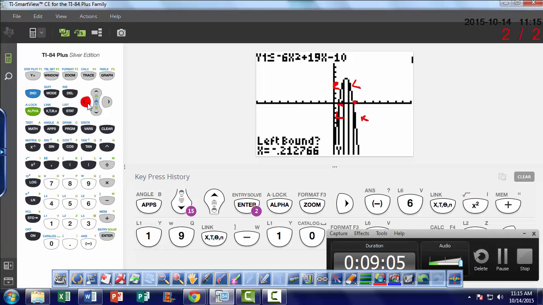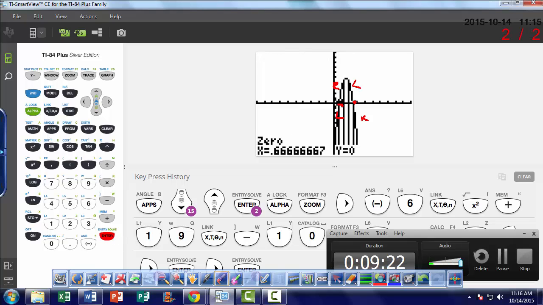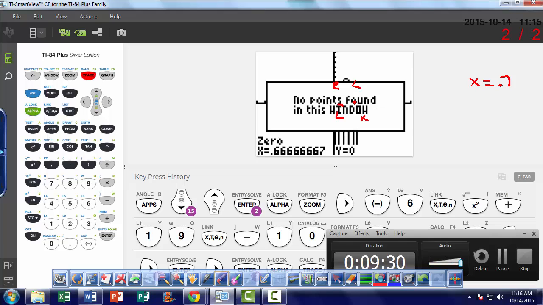So went down to 2, left bound. Oops. It tells you where it's at, so if you can't see it, there we go. That's left, enter. Go to the right of it. Look at where my cursor's at. Good enough. Enter. Guess. Enter again. So we get x to be 0.67, or 0.7 is fine. I said you can round to the nearest tenth. Now we're going to go ahead and find our other one.